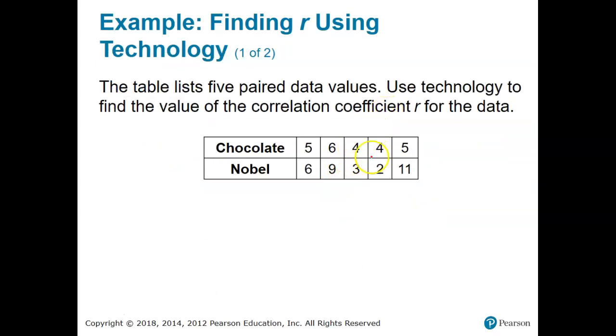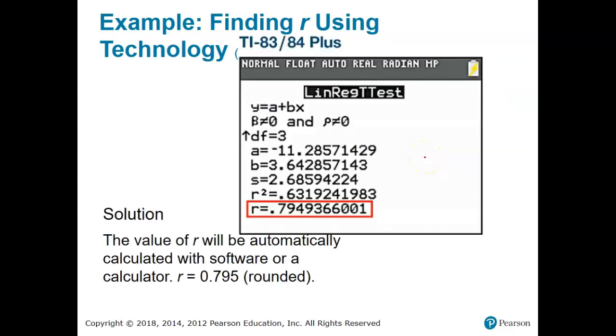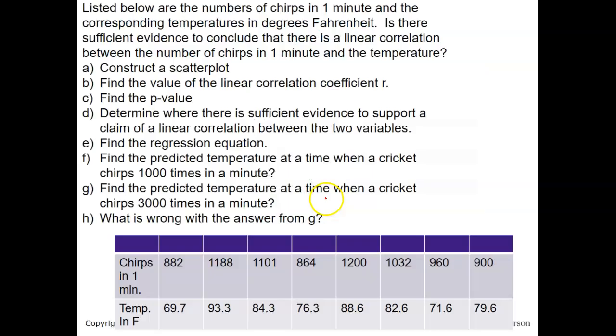Okay, so here's another one for us to find the correlation. I'm going to let you put that in your calculator and find your correlation coefficient, which is your R. Once you've put that in and you do the LinReg t-test, you're going to see that your R is 0.795. That would be a fairly high R value, and probably would have a linear correlation.